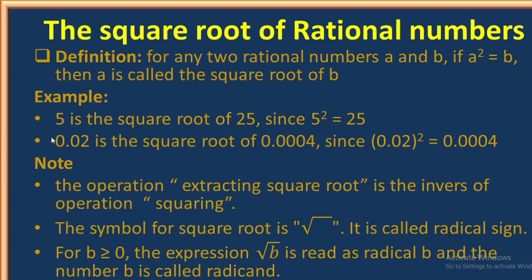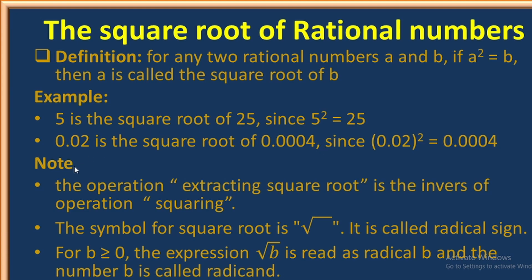You can see that. 0.02 is the square root of 0.0004, since 0.02 squared is 0.0004. So this is how we can take out square roots from radicals.